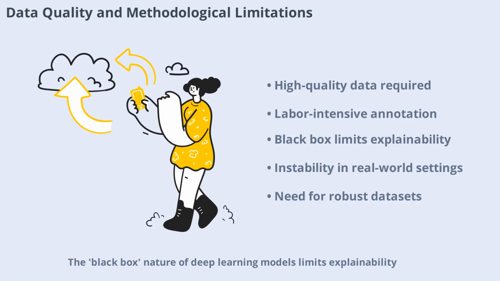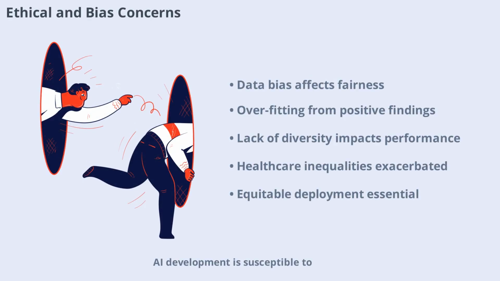The black box nature of deep learning models limits explainability, posing barriers to clinical trust and patient safety. Methodological instability and poor reproducibility in real-world settings highlight the need for robust, diverse datasets and explainable AI solutions. AI development is susceptible to data bias and algorithmic fairness issues. Training data often overrepresents positive findings, leading to overfitting and biased behavior.